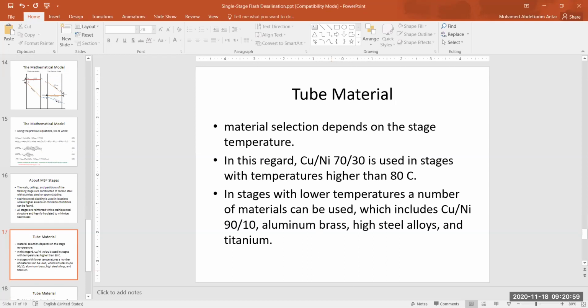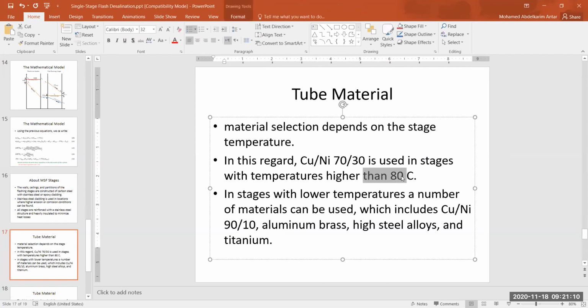And the tubes are basically copper nickel. You have copper nickel 70-30 and copper nickel 90-10. So the point here is more nickel will be needed for the high temperature, greater than 80, whereas less nickel can be allowed for the low temperature, which means that economically, you are not going to use the same kind of tubes for every stage. For the high temperature stages, you can use titanium or copper nickel 90-10, and for the lower temperature stages, you can go for copper nickel 70-30.